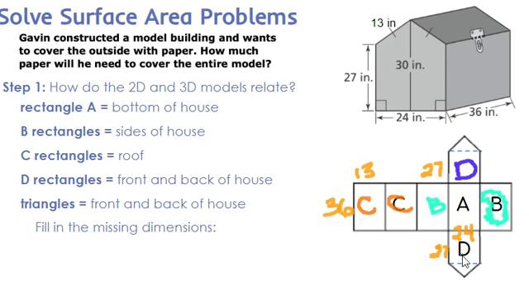My triangles, again, they have the same base of 24. But for my height, I have to figure that one out. So the total height of the house is equal to 30 inches. And then the height of just the rectangular portion is equal to 27. So if I subtract that out, I find out that the height is equal to 3 inches. So now I have all the information that I need. I have the information for my B rectangles, my C rectangles, my triangles, my D rectangles, and my A rectangle.